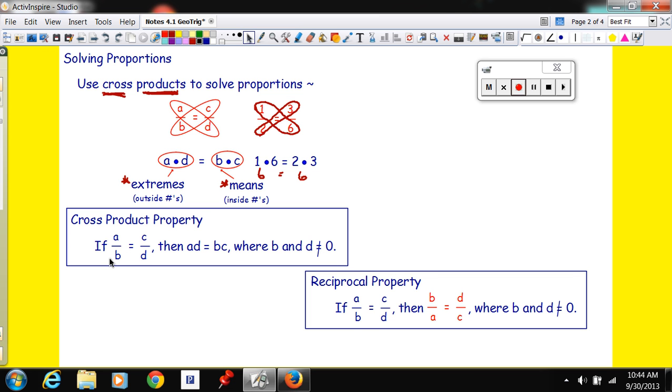Why can't B or D equal 0 down here? Because you cannot divide by 0. Remember we learned that in that proof that 2 plus 2 actually equals 4, and we thought 2 plus 2 equals 0. You can't divide by 0 because if you do, weird things happen. So you can't have zeros for B and D.